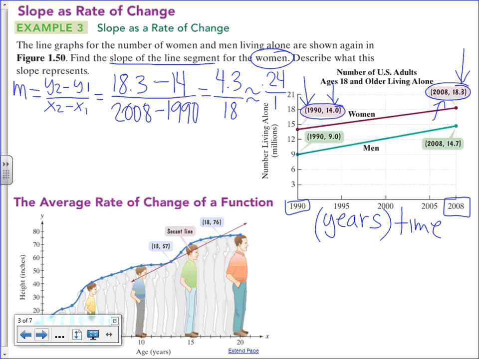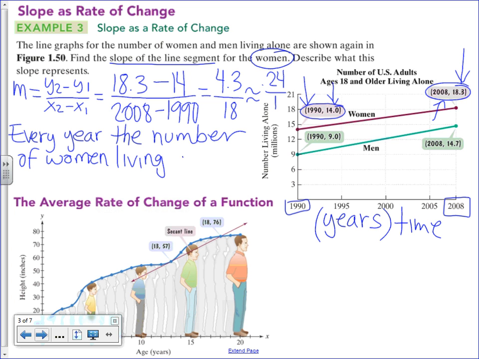Okay, so now we want to interpret what that means in words. Anyone who would like to explain that? Alexis? I'll give you a little head start. So every year, would you guys say that it increased or decreased? Increase. So every year it increases by 0.24. Okay. So every year, let's say the number of women increases by 0.24 million.